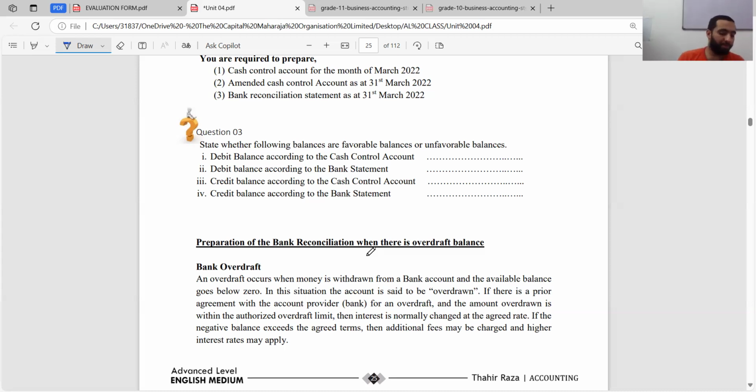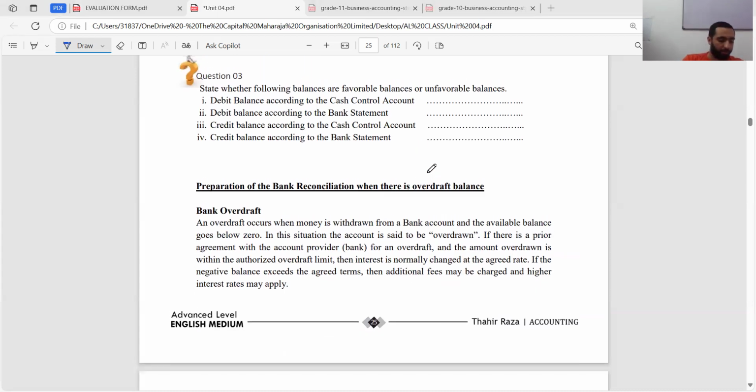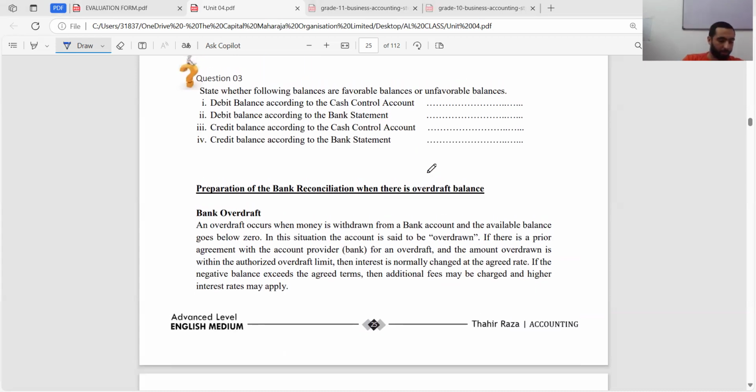Right, very simple. State whether the following balances are favorable or unfavorable. Debit balance according to the cash control account. Make sure you are writing these. Debit balance according to the cash control account is a favorable balance.